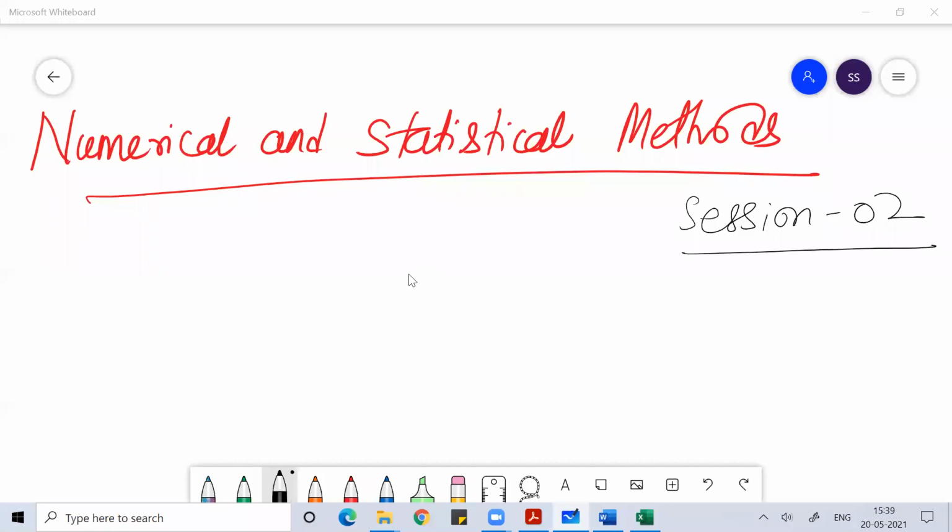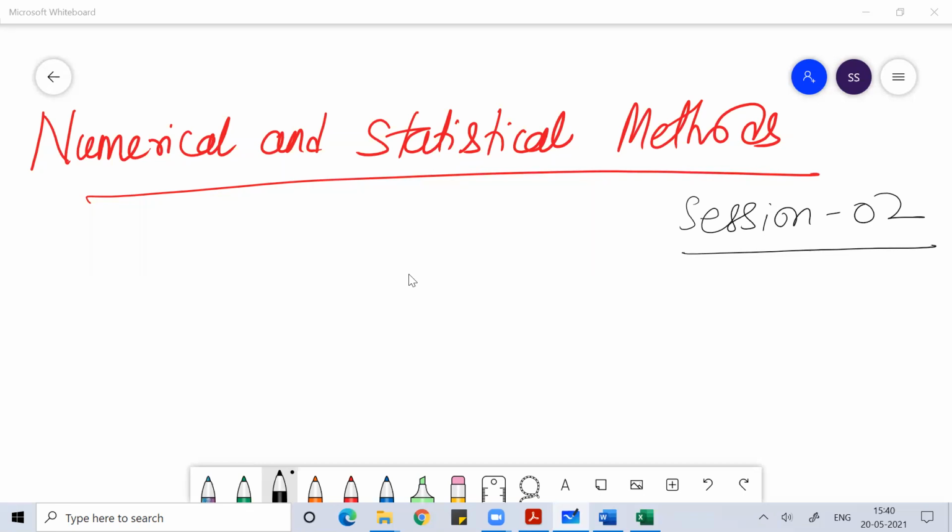So good afternoon, everyone. Welcome to the second class on numerical and statistical methods, where we are discussing the concept of statistics. Yesterday, we discussed the theory portion of what is statistical description of data. When we talk about describing data, you can describe it based on different parameters. Data can be qualitative or quantitative.